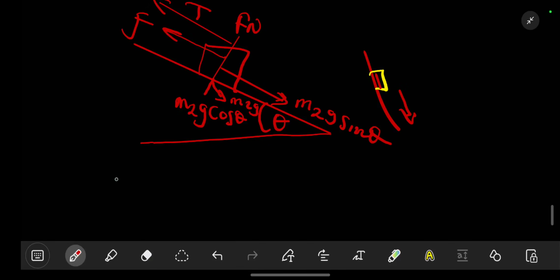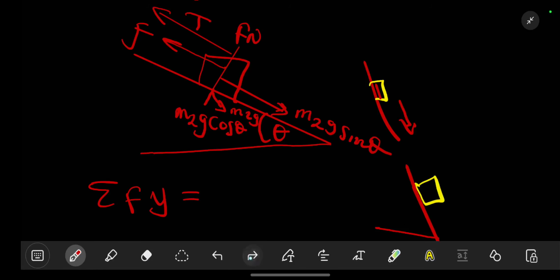Then we are going to begin by saying our summation of forces, let's begin with our y. Now in the y direction, it is not entering the incline, so it is always in contact with the incline. Therefore, the summation of forces in the y is equal to 0. Yes, you might think that it's going up or down, but it's always in contact. So the summation of forces in the y is equal to 0.